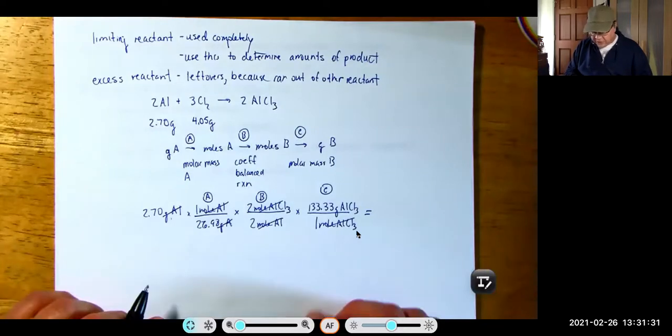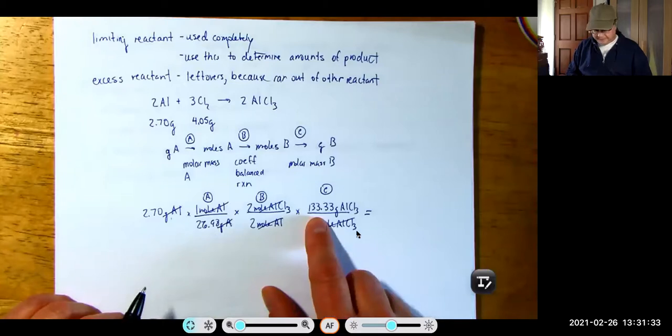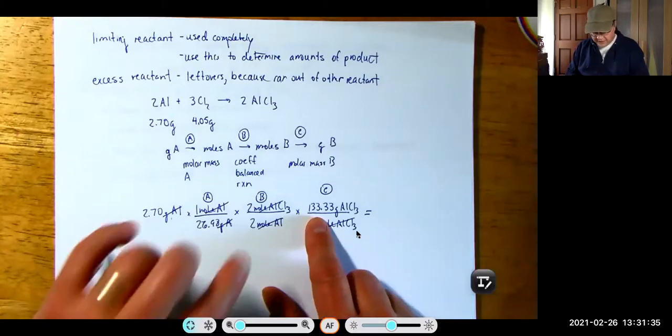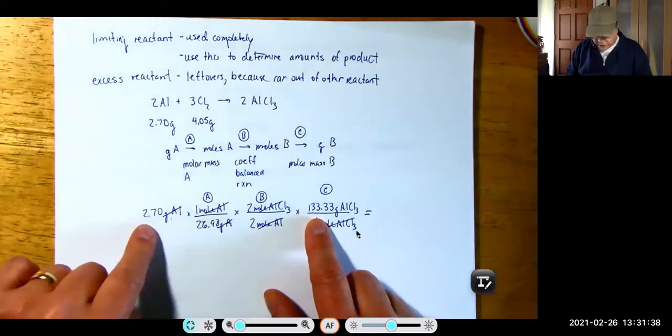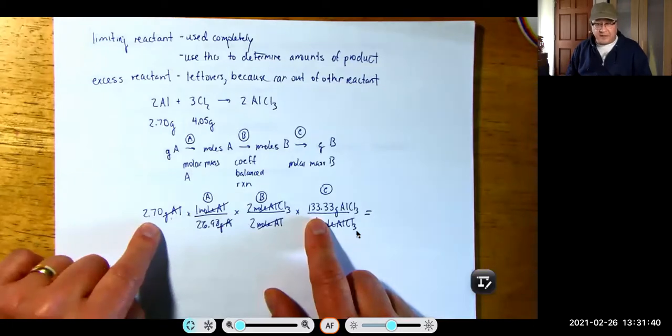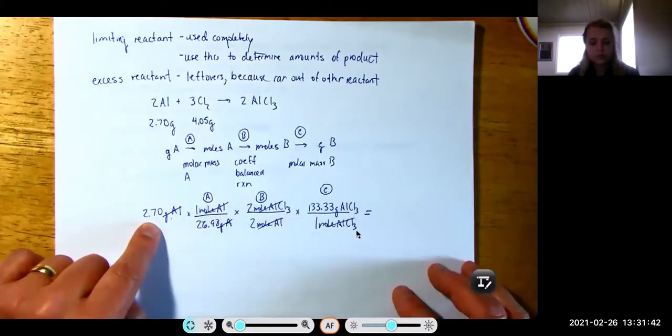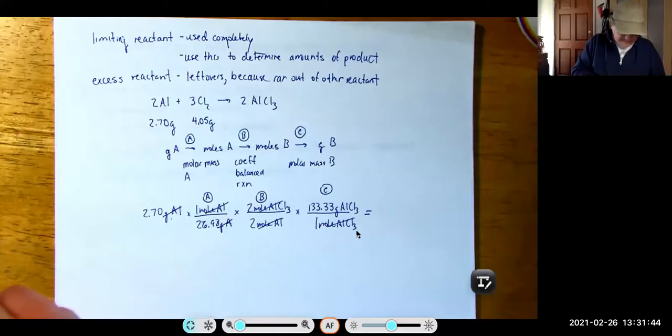26 will go into 133 about 5 times. 2 divided by 2 is 1. 5 times 2.7 should be less than 15, but more than 10, right? So let's see what we get.